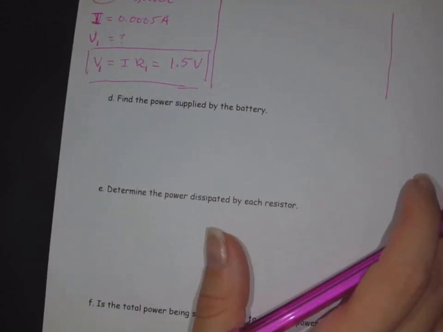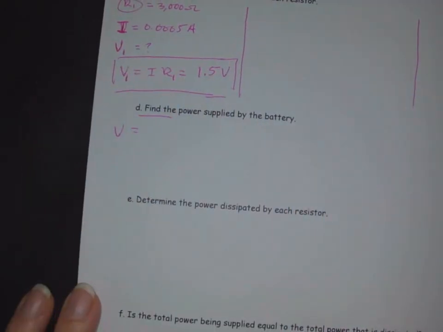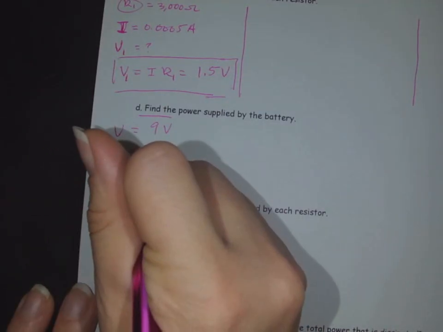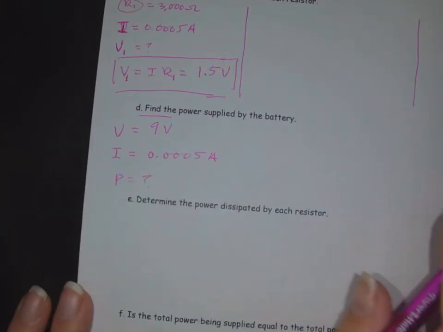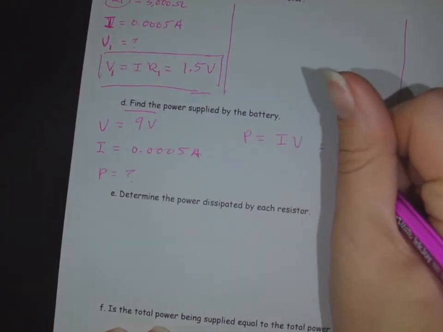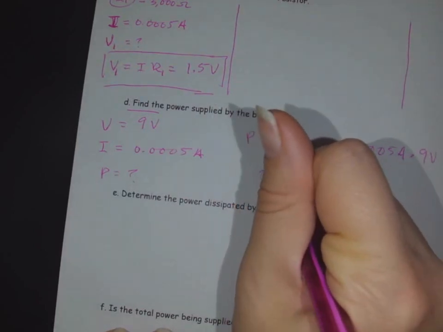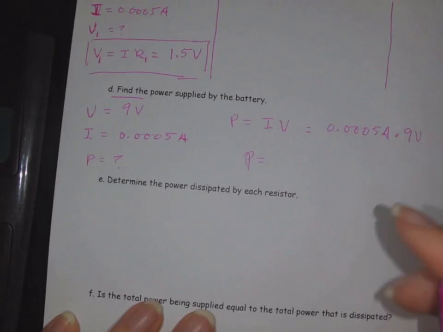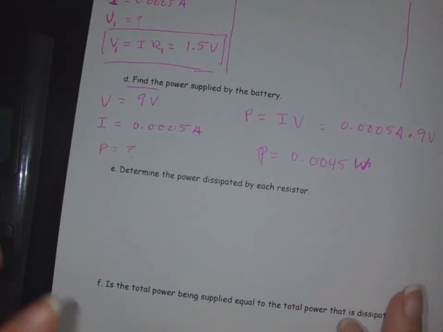Now, we're going to find the power supplied by the battery. All right, well, we know that the voltage in the battery was 9 volts, and we know that the current of the circuit was 0.0005 amperes, and we're solving for power. Okay. P equals IV. So this is going to be our 0.0005 amps times 9 volts. Our power is 0.0045 watts. So we'll just do a capital W instead of writing it out.